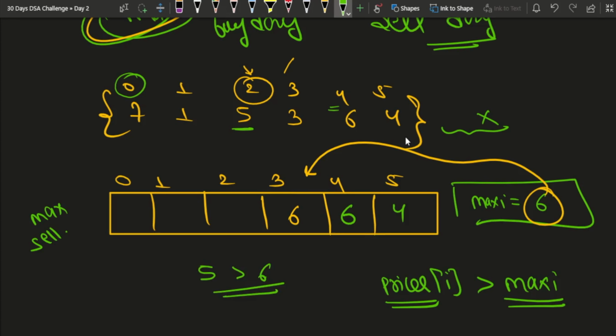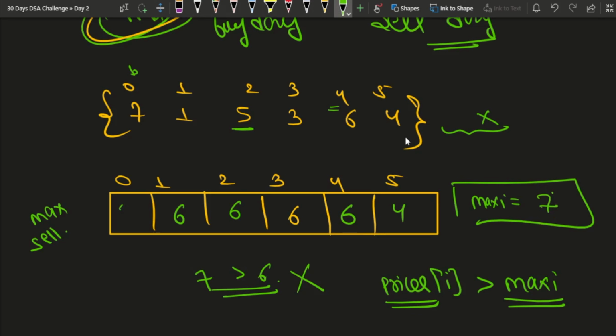Now we will move to index number 0. What is the value stored at index number 0? It is 7. It is greater than 6, so we'll update our maxi and store 7 here. In this way, this maximum sell array will be computed.